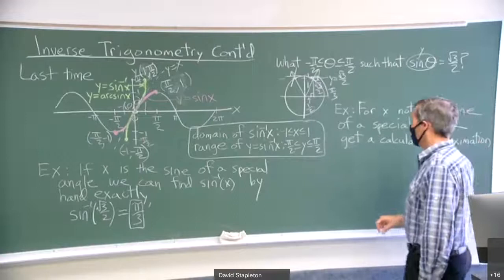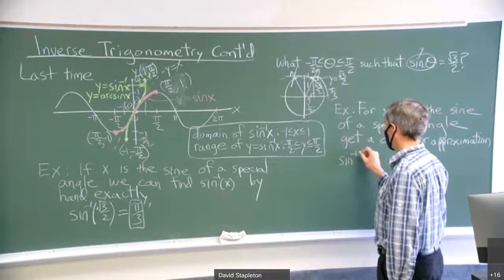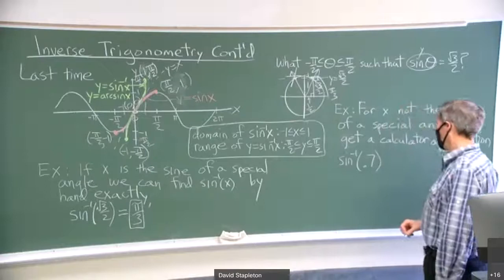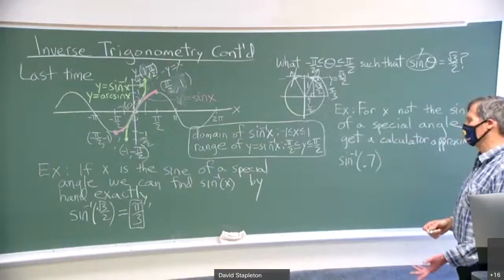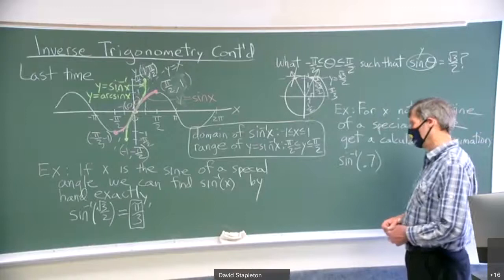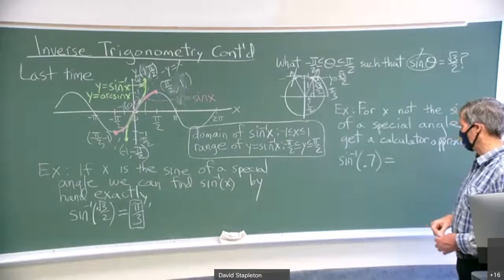For example, what is the inverse sine of 0.7? 0.7 isn't from a special angle, right? It's not plus or minus 1, plus or minus square root of 3 over 2, plus or minus square root of 2 over 2, plus or minus a half, or 0. So we say that didn't come from a special angle, I'll just use my calculator, and here's how you do it. I brought the calculator this morning.